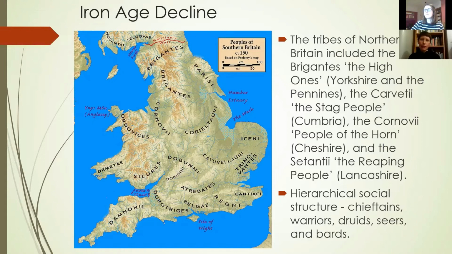The Romans also record that at this point in time, this tribal society had a very hierarchical social structure. There were chieftains, there were warriors, there were druids whose roles were both as priests and as politicians. There were ovates or seers who divined the future. There were also bards. They were storytellers or law keepers.